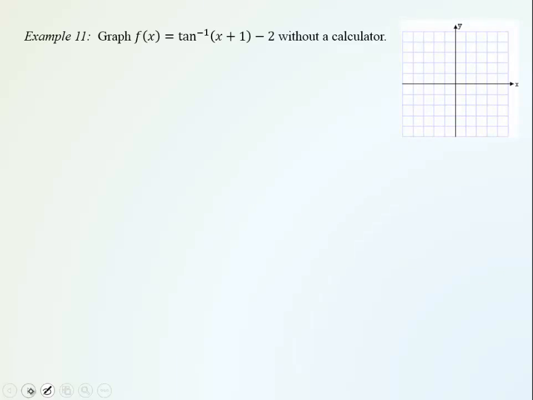We've been talking about inverse trig functions and their basic graphs. Now we can apply the techniques of various transformations of the basic graphs of inverse trig functions. For example, we want to graph arctangent of x plus 1 minus 2 without a calculator. So the idea is to recall the shape of arctangent first. Let's say if this is negative pi half, and that's pi half, arctangent looks like this.